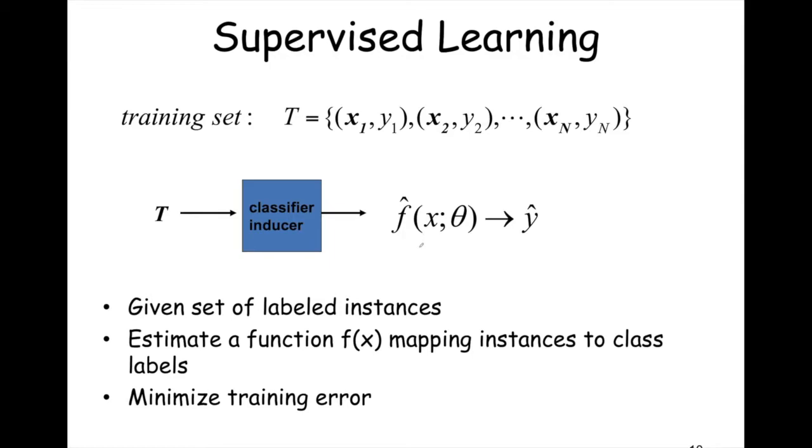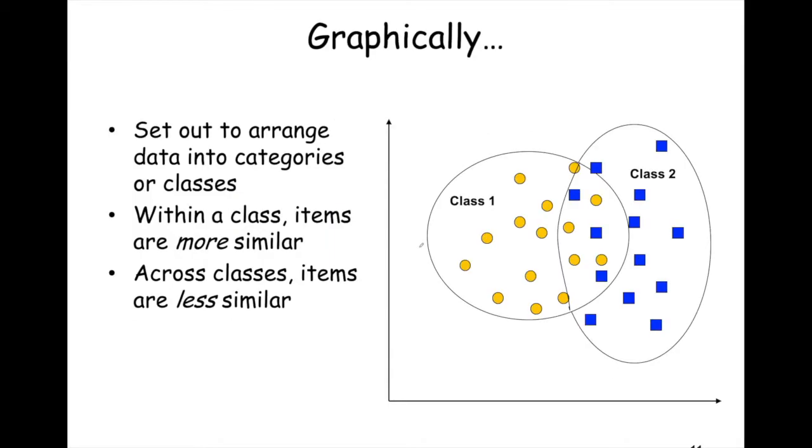So we're given a set of labeled instances, and we want to estimate or learn a function that maps instances to class labels. The idea is to do so by minimizing the training error by action of your learning algorithm.